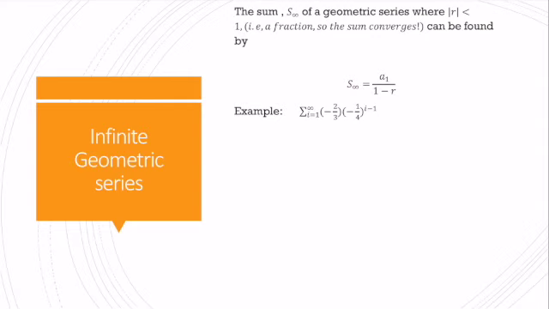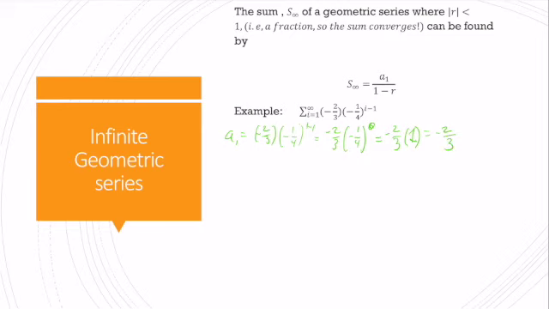So let's go ahead and work on another example. I have negative 2/3 times negative 1/4 to the i minus 1, okay? So I'm going to go ahead and find my a sub 1. A sub 1 is going to be negative 2/3 times negative 1/4 to the 1 minus 1. Well, 1 minus 1 is 0. Any number to the 0 power is going to be 1. So I have negative 2/3 times 1, which is just negative 2/3.